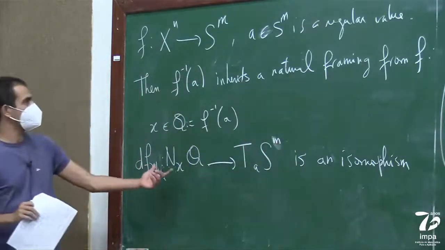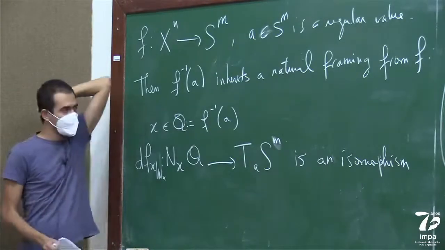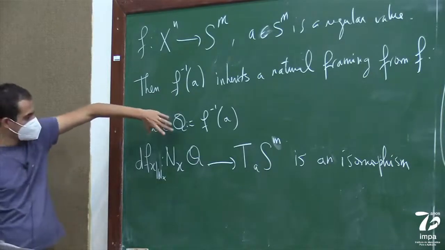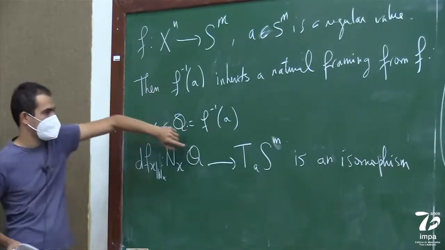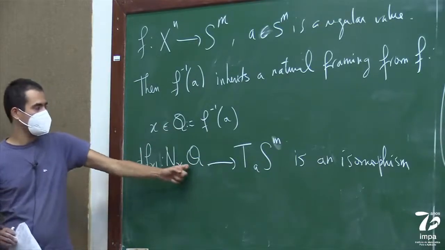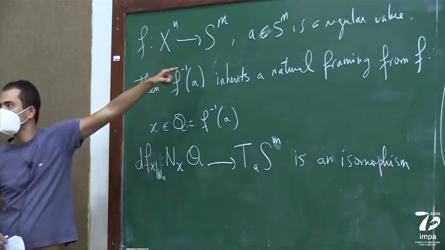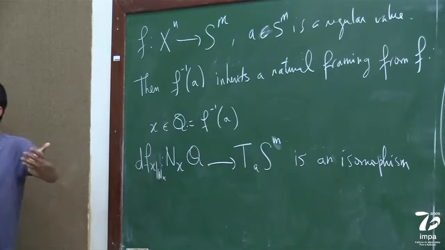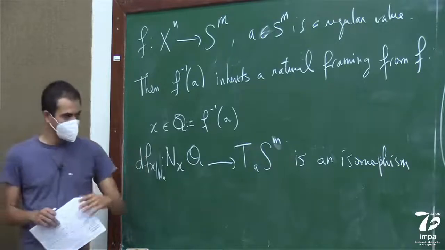I've already explained this before, but there are a few different ways to see it. The tangent space of Q has to be taken to 0, and df has to be surjective on everything. On the other hand, the normal bundle will have dimension complementary to the dimension of Q, and the dimension of Q is n minus m. So the dimension of the normal bundle has to be m. A surjective map between two spaces of the same dimension has to be an isomorphism. So that's one way to justify this. Anyway, this is an isomorphism.